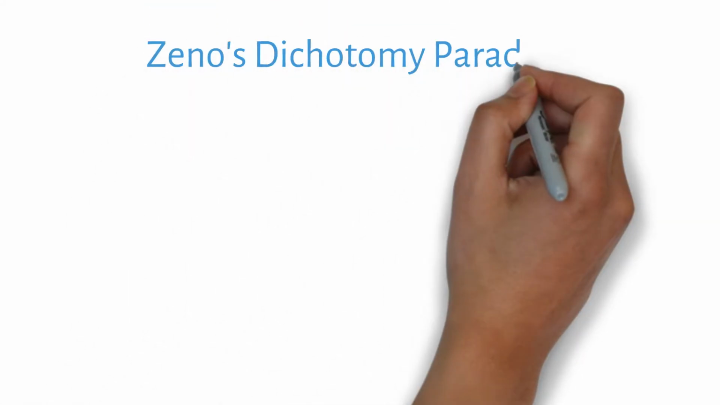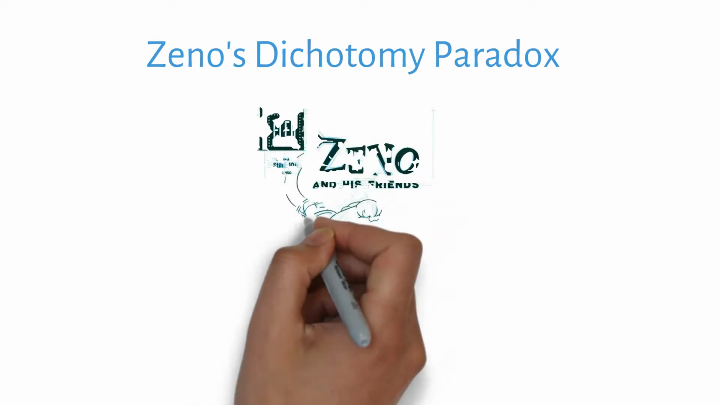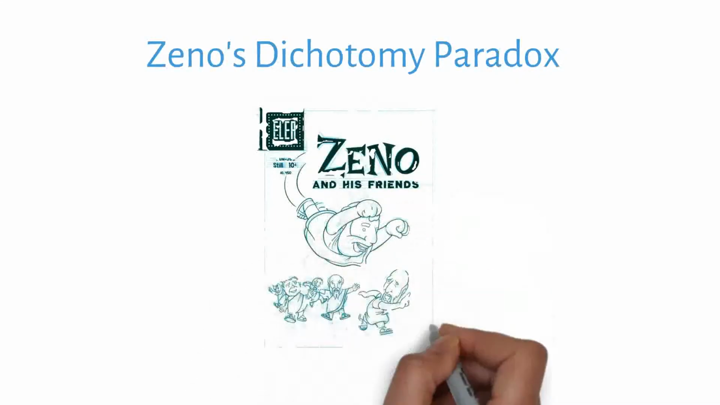Today I'm going to talk about Zeno's dichotomy paradox, which argues that motion is impossible. I'll have a look at what the dichotomy paradox is, and how one might respond to it.